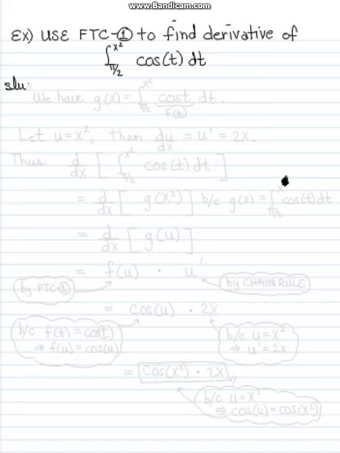Okay, here we go again. We're going to use the fundamental theorem part 1 to find the derivative of this strange integral. Lower limit is pi over 2. Upper limit is not x. No, it's not. It's a function of x. It's x squared. Cosine of t will be our little f of t dt.